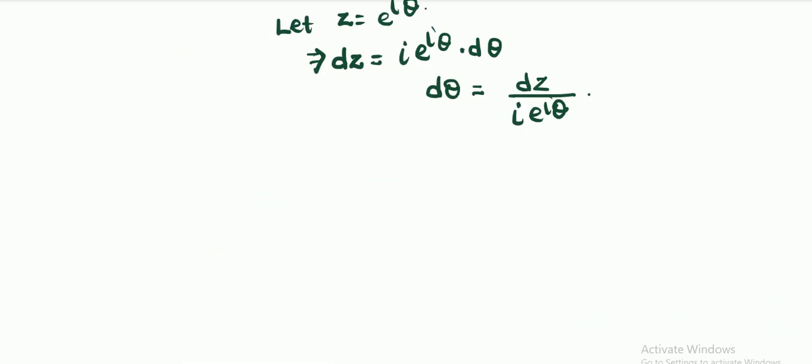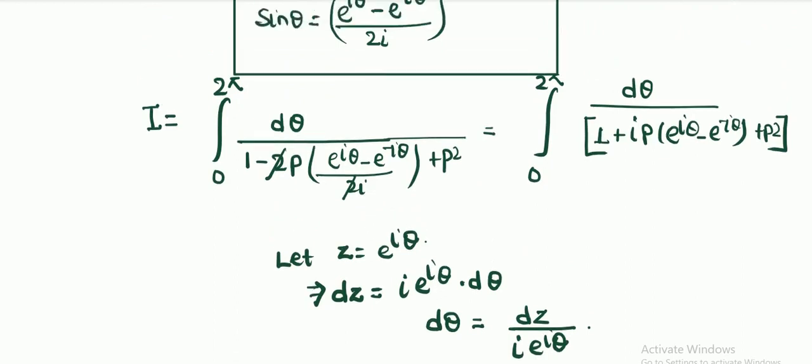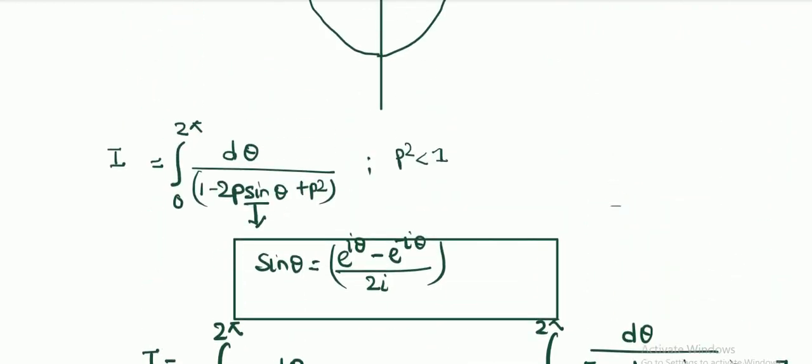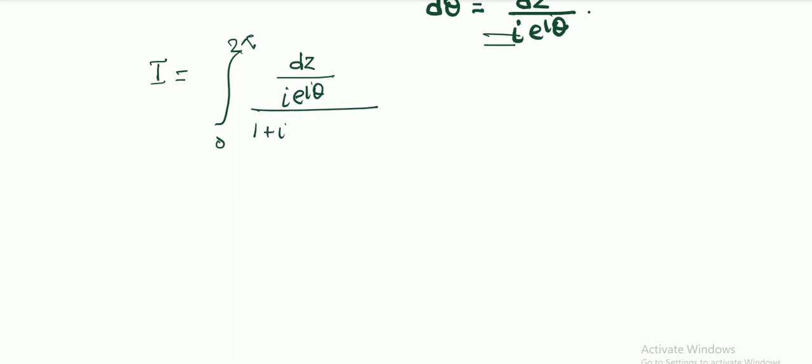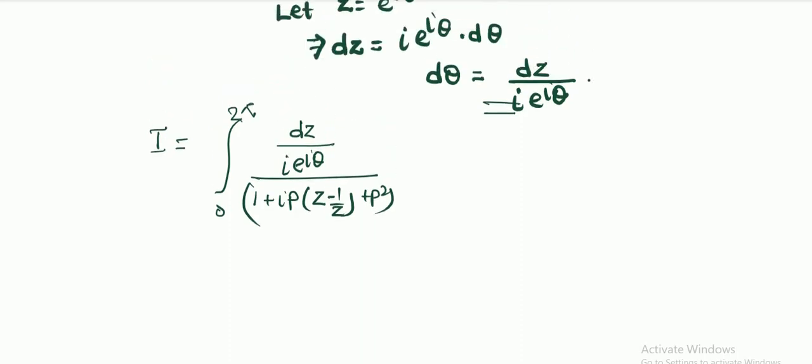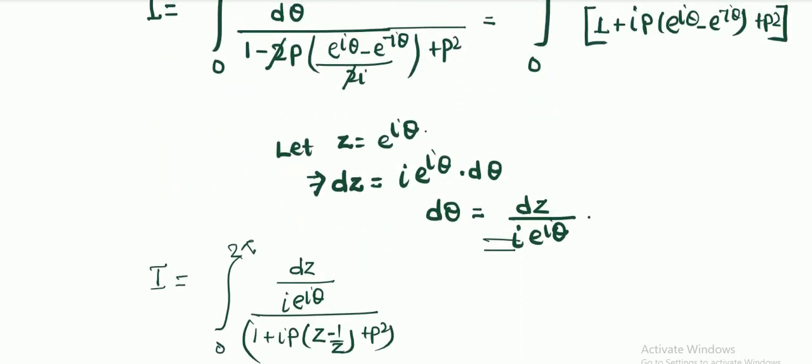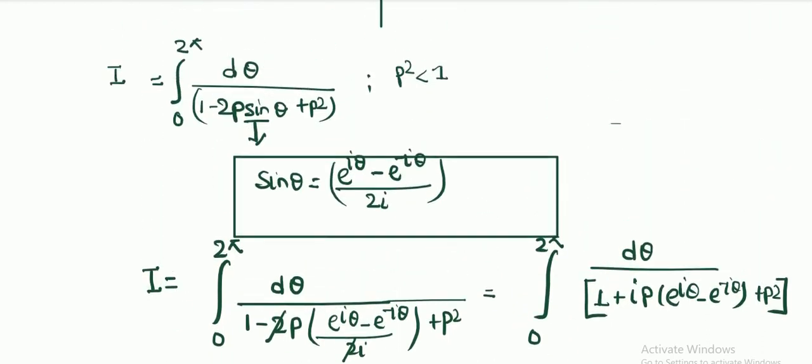So replacing the condition, that is replacing the d theta term from the given integral relation, we will get the following relation, that is integral I equals 0 to 2 pi. D theta will be replaced by dz by I e to the power I theta, over 1 plus ip, z minus 1 by z, plus p square. What I have done here is that I have replaced the d theta, that is a theta combination, with z, that is with a complex number whose domain lies in a unit circle.